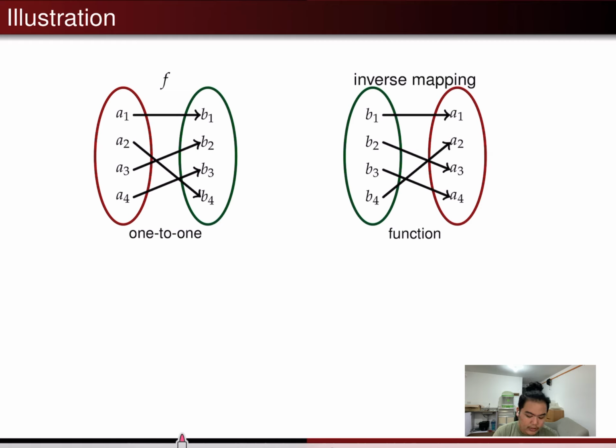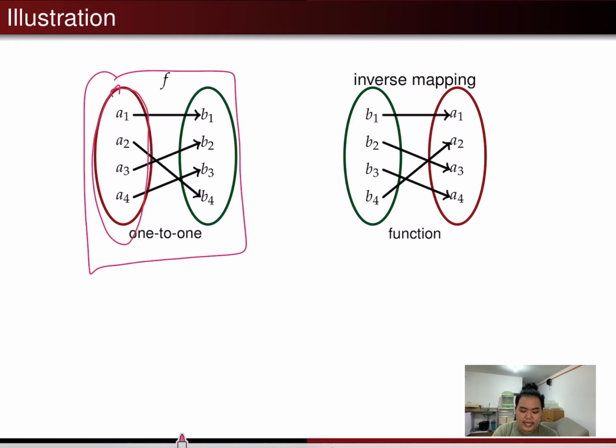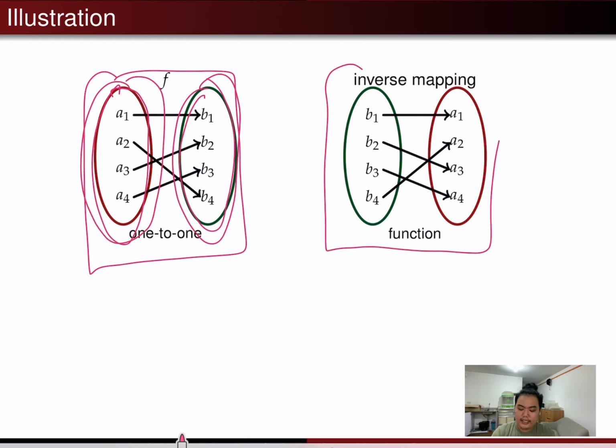And what I want you to observe is that whenever you have a one-to-one function, of course, yung forward from this red set to white set, it is a function. So, kapag one-to-one function siya, function din yung pabalik, yung from green to red. Okay? The inverse mapping is also a function. Yun yung sinasabi niya. One-to-one function, yung pa-forward function, yung pabalik, a function din siya.